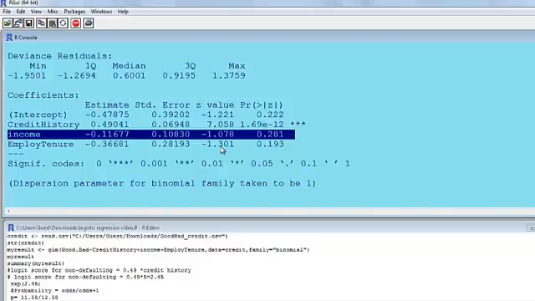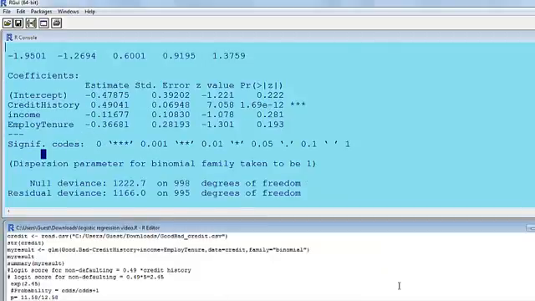Similarly, if we look at the p-value for the coefficient of employee tenure, it is 0.19, which is also not significant. So we can say that employee tenure is not important in predicting the non-defaulting behavior of the customer. So in this model, the only significant coefficient for the prediction of non-defaulting behavior is credit history. This is what the output for the coefficients gives us.